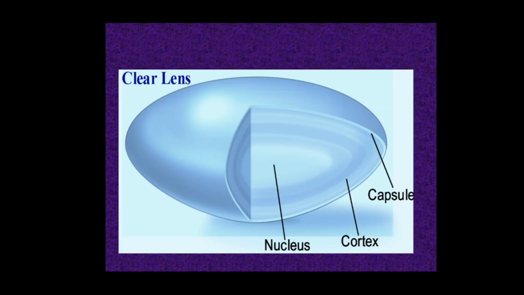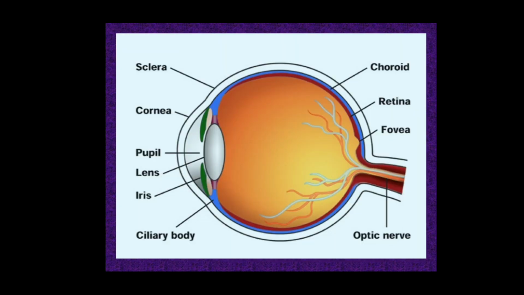So this is the picture showing the clear lens. Internally, it has got so many divisions and parts, but you have to study the outer features like convex, elastic, transparent, and it is able to change its curvature. That property is called power of accommodation. So this is a picture showing the so far discussed parts of the eye.